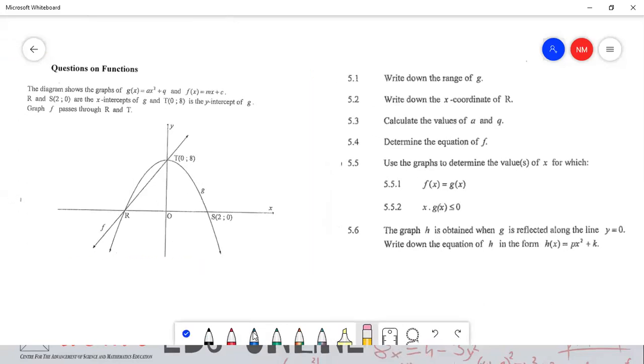Guys, you can answer in the chat. I think that'll be the easiest way, if anyone wants to give the answer on chat. Okay. Let me just check my chat here. They can give us on chat. Let me just remove this. Write down the range of g, write down the x-coordinates of R, and calculate the value of a and q. Okay, let's just do 5.1 up to 5.4 first before I check the chat there.